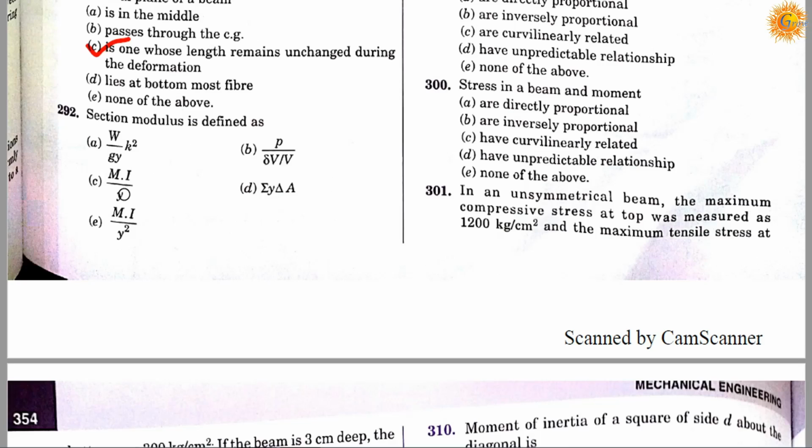Question number 292. Section modulus is defined as: option A, W K square divided by Y; option B, P upon delta V upon V; option C, MI divided by Y; option D, sigma Y delta A; and option E, MI upon Y square. Correct answer is C. It will be MI divided by Y.